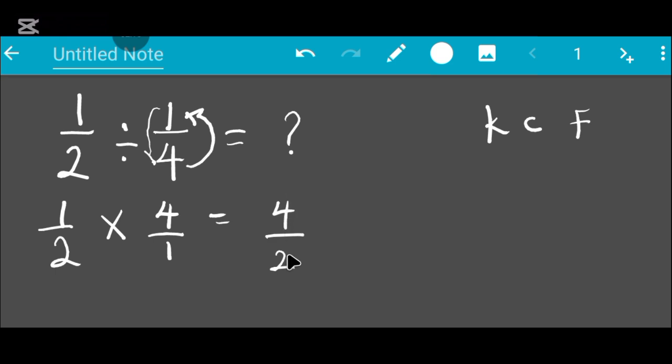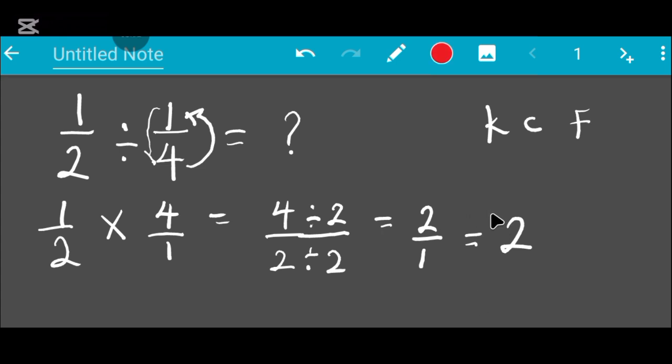Now, what is the common factor here? The GCF is 2. So, we divide the 1 on top, which is the numerator, by 2. And we also divide the denominator by 2. 4 divided by 2 equal to 2. And 2 divided by 2 will give us 1. In mathematics, 2 over 1 is the same thing as 2. Correct answer to this question is 2.